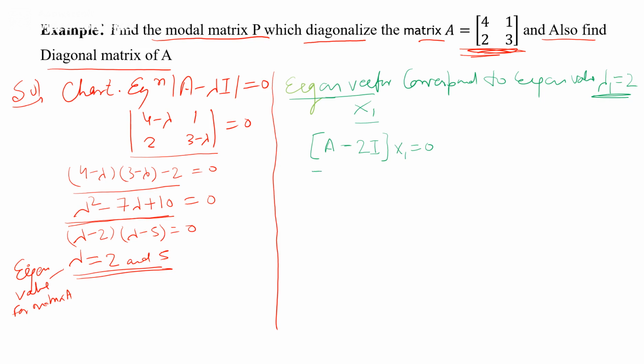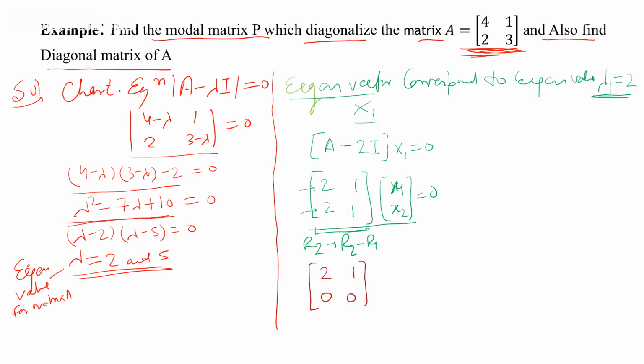Here we substitute the matrix and simplify, we get 4 minus 2 is 2, 1, 2 and 1. Here we take x1 and x2 as the eigenvector. Now at this stage, this is a homogeneous system. So we find the rank of that matrix. By the help of the first row, to make the second row 0, we apply the operation R2 minus R1. So here the reduced matrix is 2, 1, 0, 0, times x1, x2 is equal to 0.